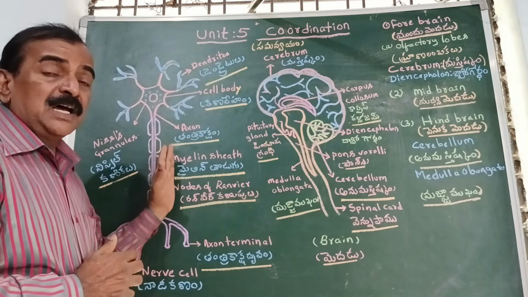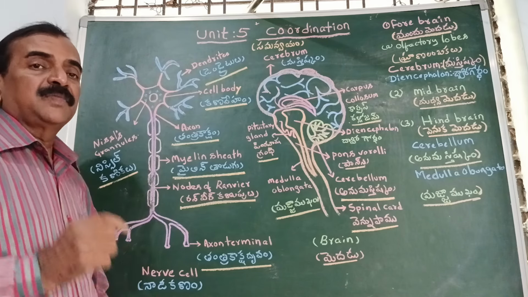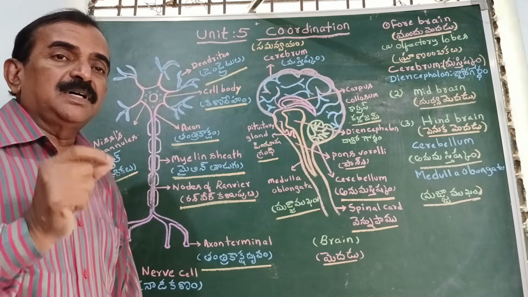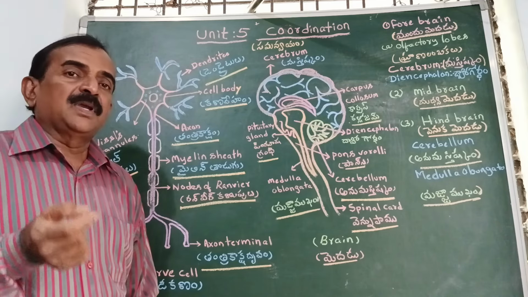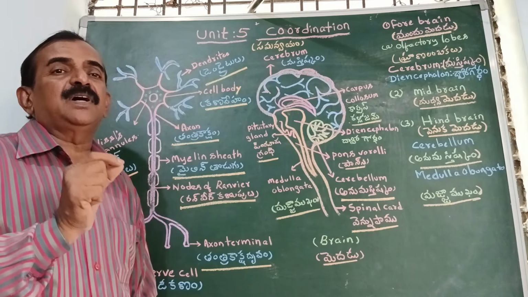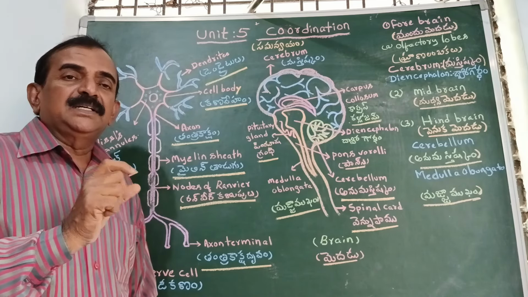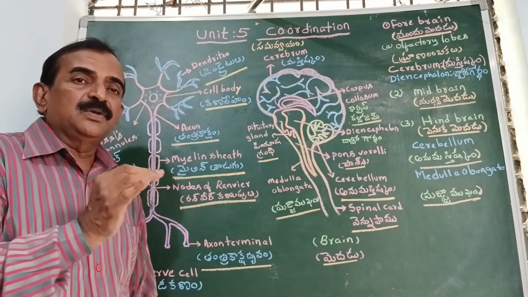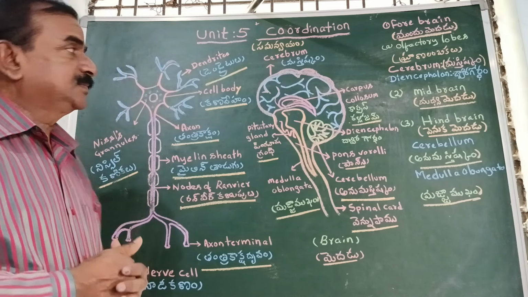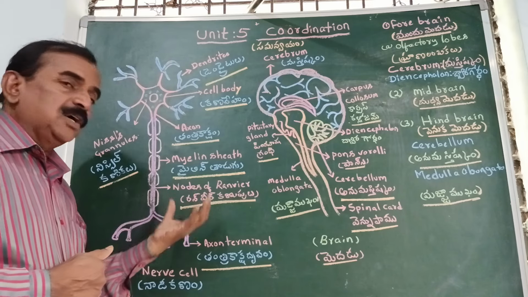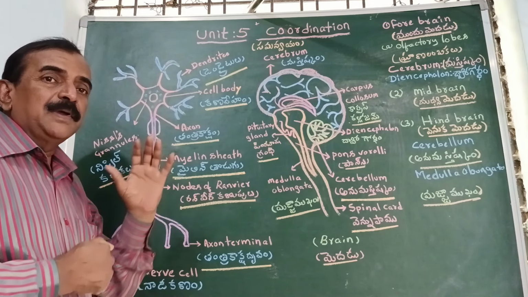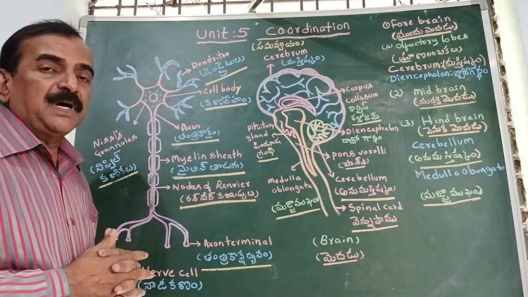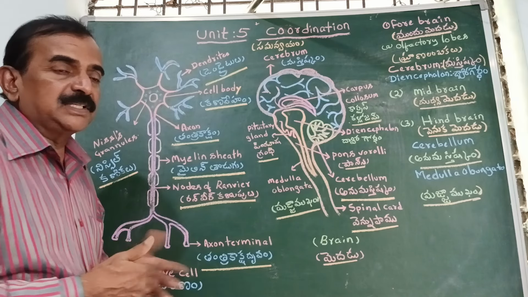Nerve cells are called the structural and functional units of our nervous system. Our nervous system consists of what? Nerve cells, and they are called the structural and functional units of the nervous system. Each nerve cell consists of mainly three parts.